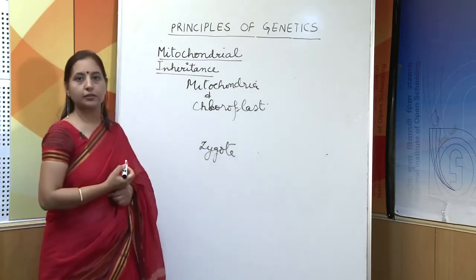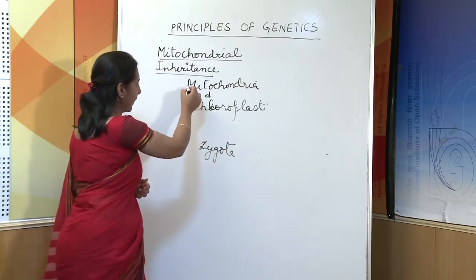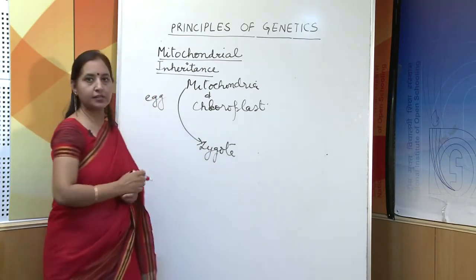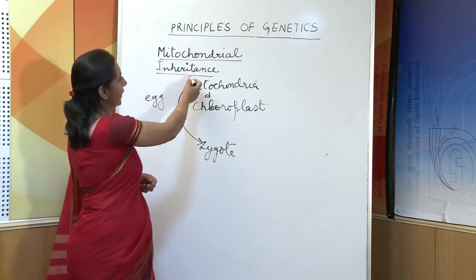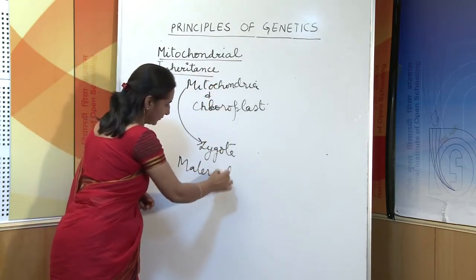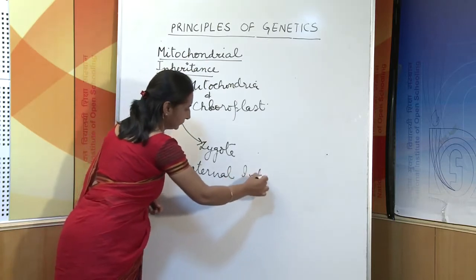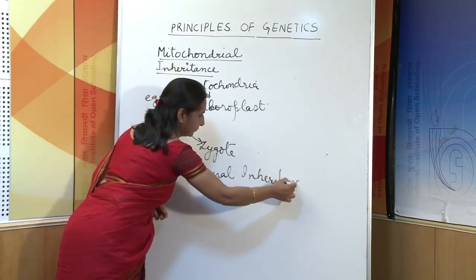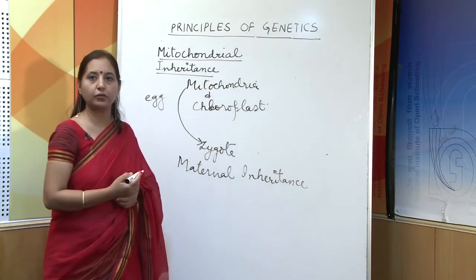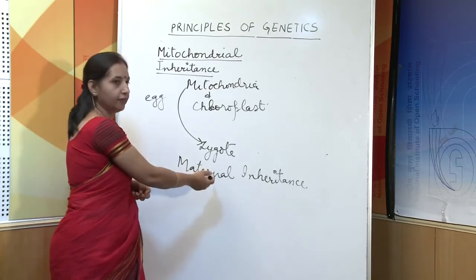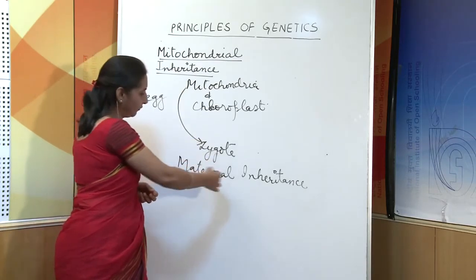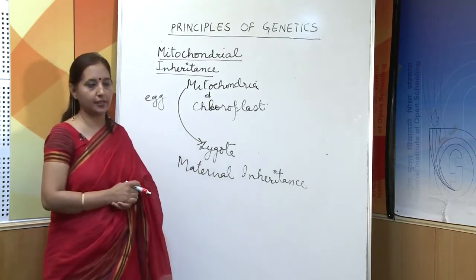The zygote gets the chloroplast and the mitochondria from the egg, that is from the mother's body. Therefore, the inheritance is also called maternal inheritance. Any defective gene present in the mitochondria can give rise to a defect in the individual through the egg of the mother, and therefore it is called maternal inheritance.